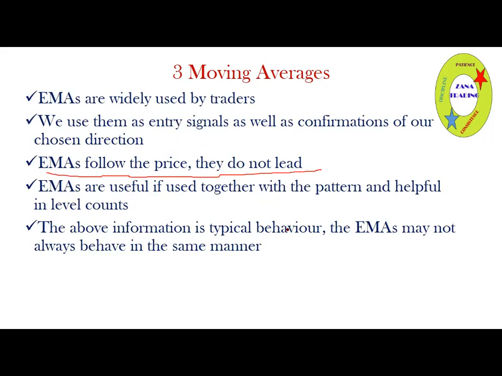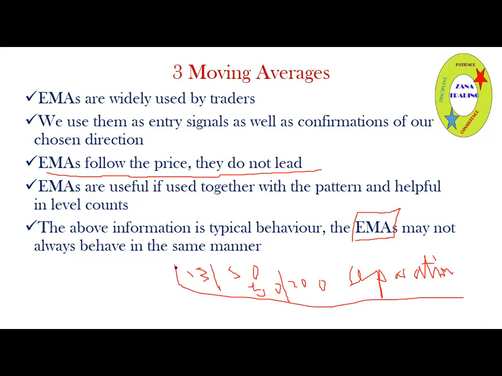The above information is typical behavior. The moving averages may not always behave in the same manner. So I'm saying this can also work as a confirmation. 13 50 cross for level 1, 50 200 cross for level 2, separation for level 3. So those are the ways in which we use our moving averages to verify our count, right?